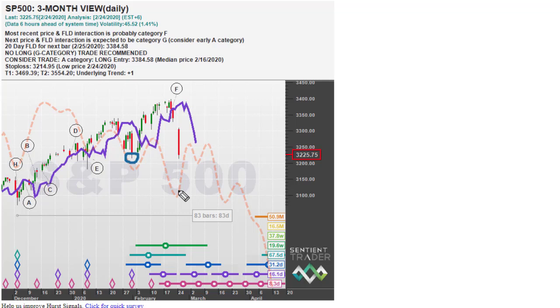In terms of our trading, what was a D category interaction, or what was probably a D category interaction, is now an F category interaction. Of course, it's still a short trading opportunity. It's a short trading opportunity that we missed in this case because the market really suddenly dropped so quickly.